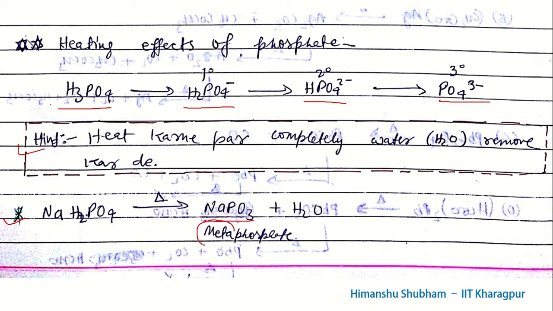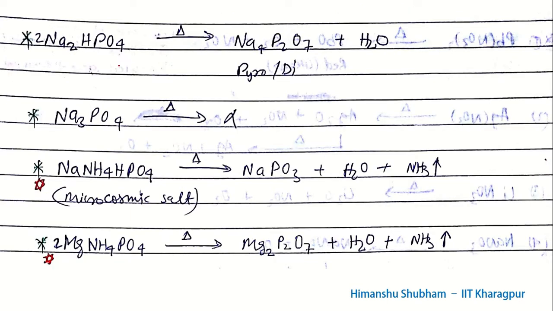Now the prefix meta we will learn in a separate lecture, that is, what prefix we should give to a particular phosphate compound. For now, we just keep in mind that its name is metaphosphate. Now let us look into some more examples on the heating effect of phosphate. So in the first part, we have to heat the compound Na2HPO4.